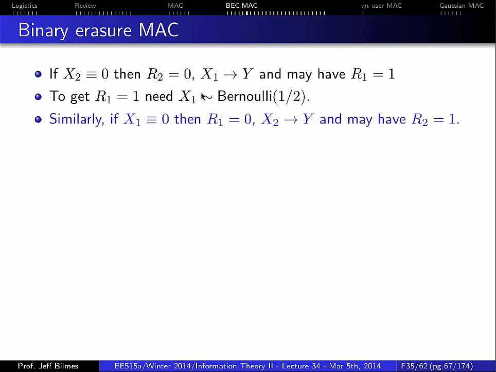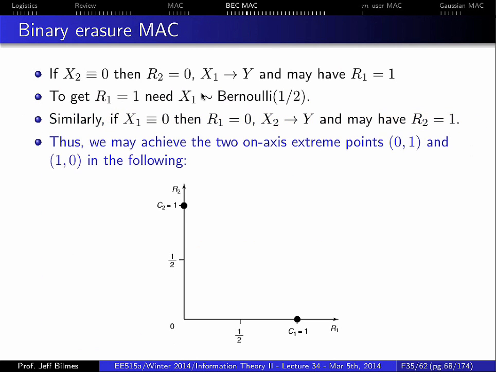And then symmetrically, if we decide to set the rate R1 to 0, we can do that by identically setting x1 equal to 0. And that opens the channel between x2 and y to allow R2 to be equal to 1. So what we've done here is we've achieved these 2 points, this point here and this point here. Now the question is, what happens in between?